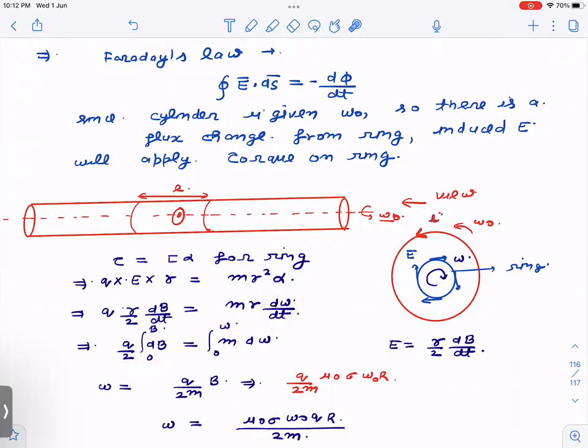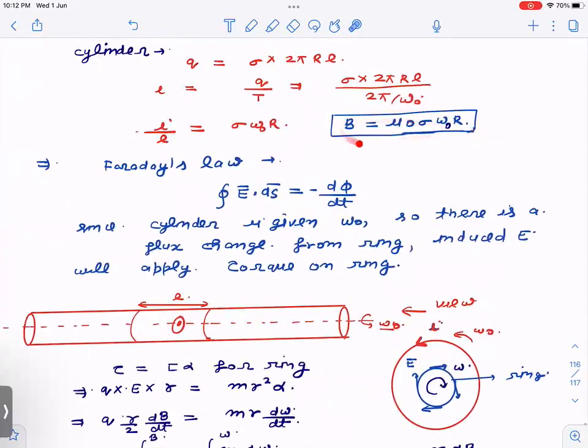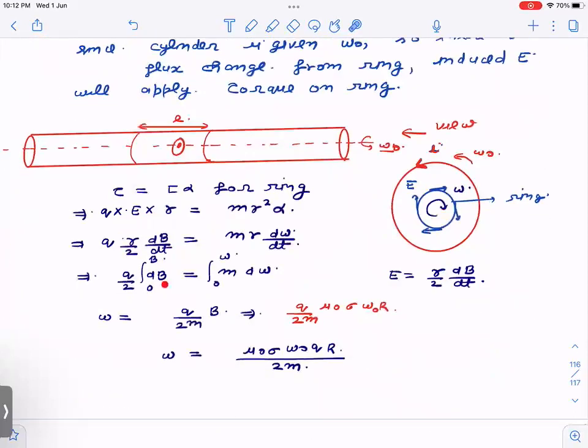So dt cancels, and now the change in magnetic field is final minus initial. Initially 0, finally the magnetic field is this. That is what I've written. Initially omega was 0, finally omega is omega. I have substituted the value of B from the previous result, and if you integrate both sides, you get this as omega.